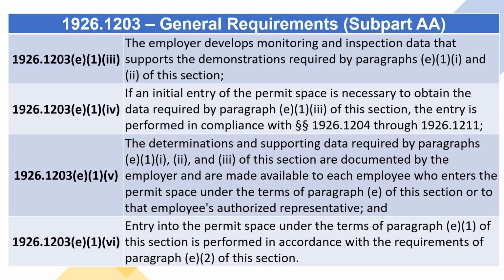the entry is performed in compliance with sections 1926.1204 through 1926.1211. The determinations and supporting data required by paragraphs (e)(1)(i), (ii), and (iii) of this section are documented by the employer and are made available to each employee who enters the permit space under the terms of paragraph (e) of this section or to that employee's authorized representative. An entry into the permit space under the terms of paragraph (e)(1) of this section is performed in accordance with the requirements of paragraph (e)(2) of this section.